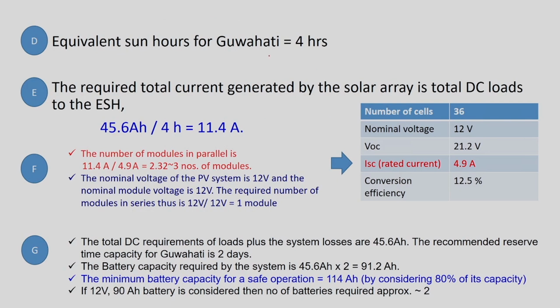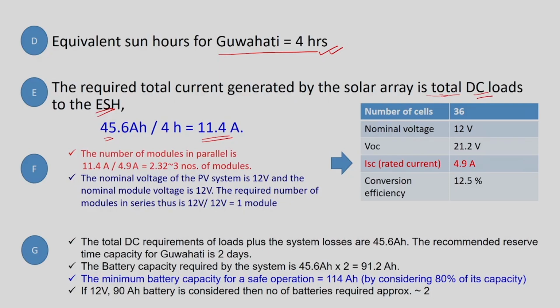Equivalent sun hours, if we consider a place like Guwahati, may be 4 hours. The required total current generated by the solar array is the total DC load divided by the ESH, the equivalent sun hours. So, with equivalent sun hours of 4 and total DC load of 45.6, what we will get is 11.4 ampere.